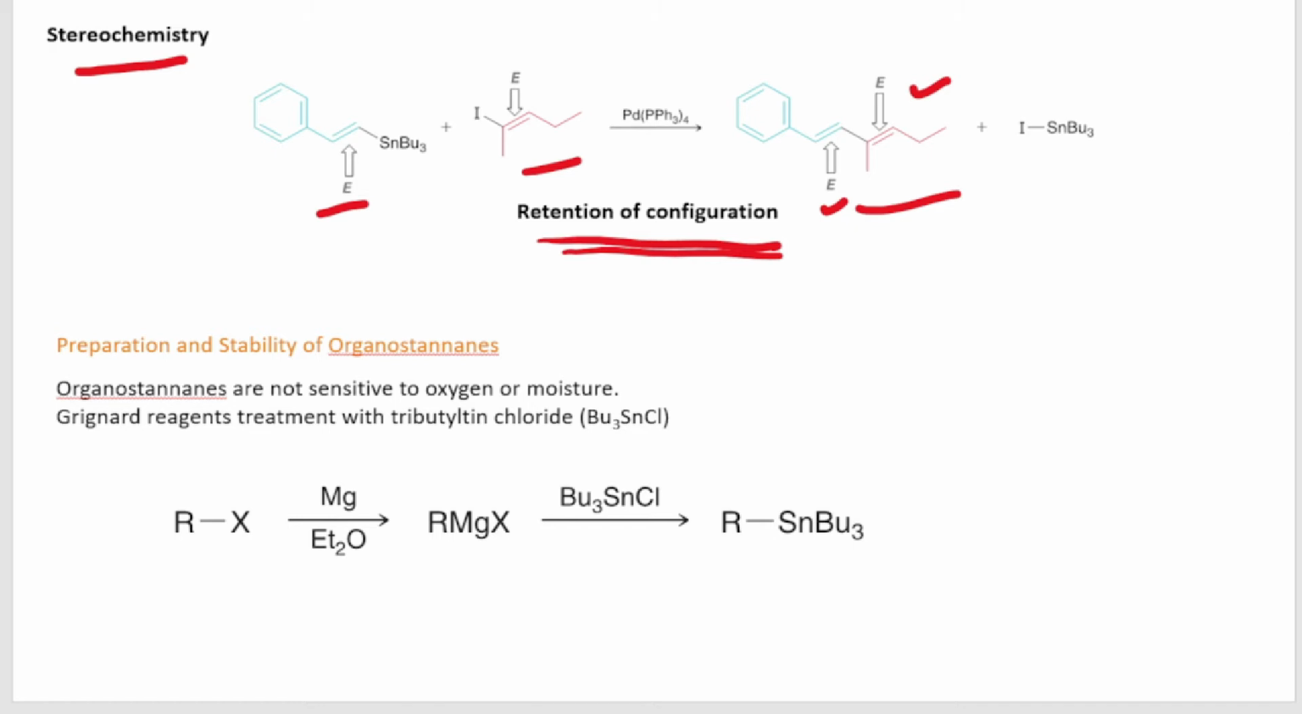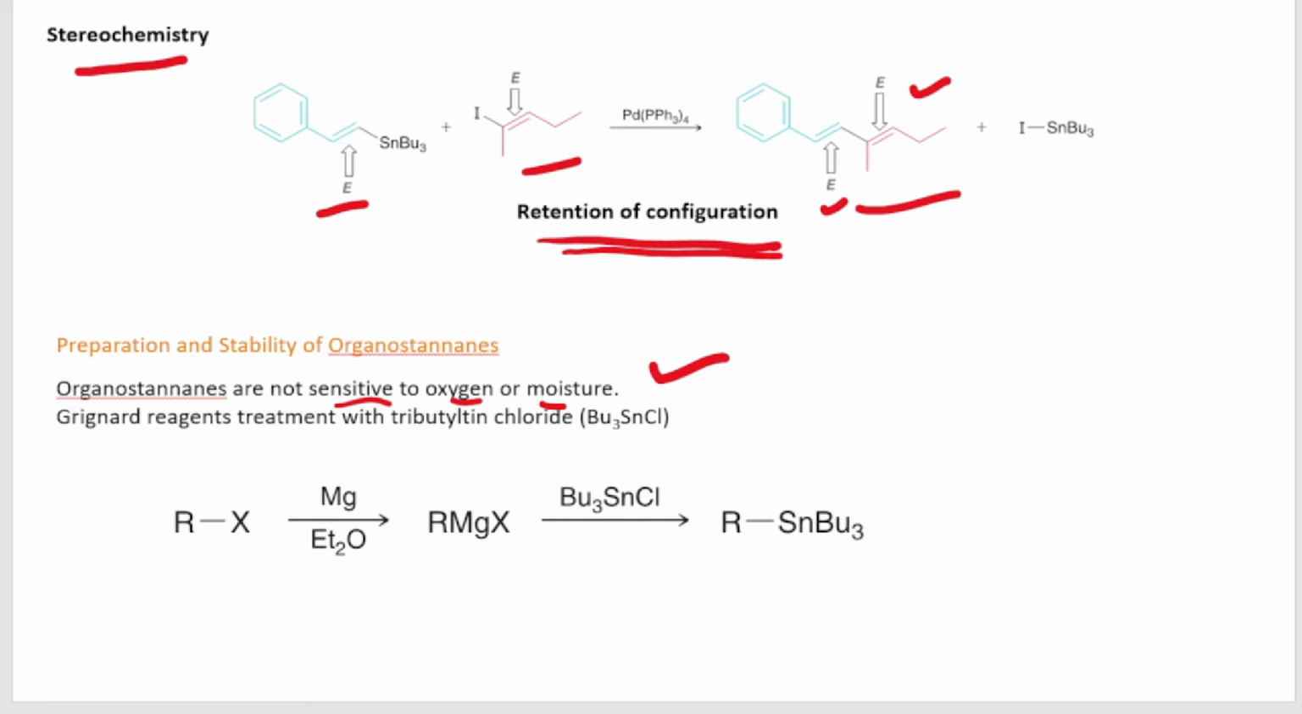And how do you prepare this organostannane compound? The first advantage of organostannane compounds is that they are not sensitive to oxygen or moisture. Like a Grignard reagent, when a Grignard reagent finds a little bit of moisture, it reacts with it and gets destroyed. But organostannane compounds are more stable than Grignard reagents.